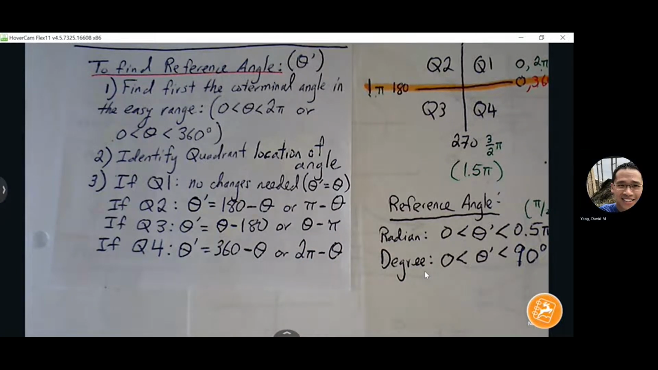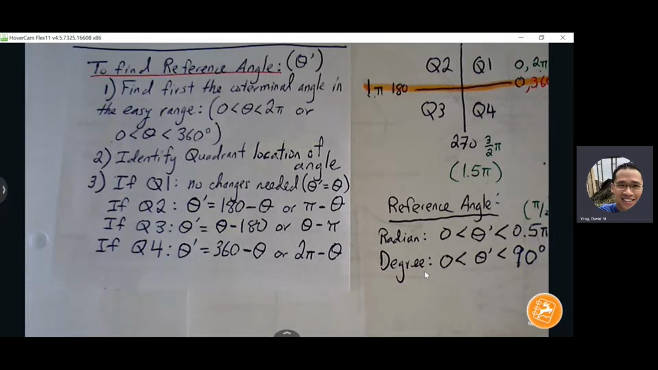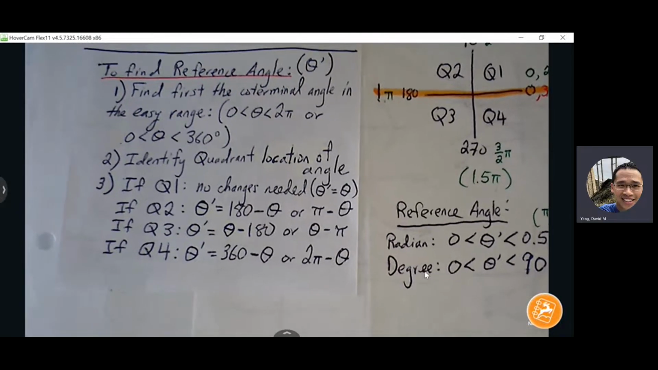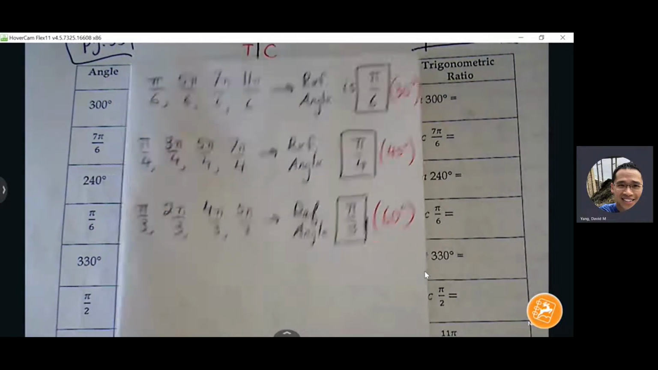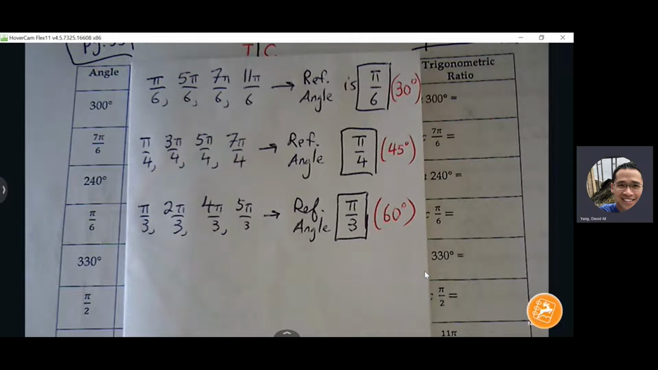Now, there's a bit of a shortcut with radians, especially with special right angles. I want you to look at the pattern here. Pi over 6, 5 pi over 6, 7 pi over 6, 11 pi over 6. They all have a reference angle of pi over 6. What is nice about that? Basically, if your denominator is 6, your reference angle is just pi over 6. That's nice and easy to recognize.